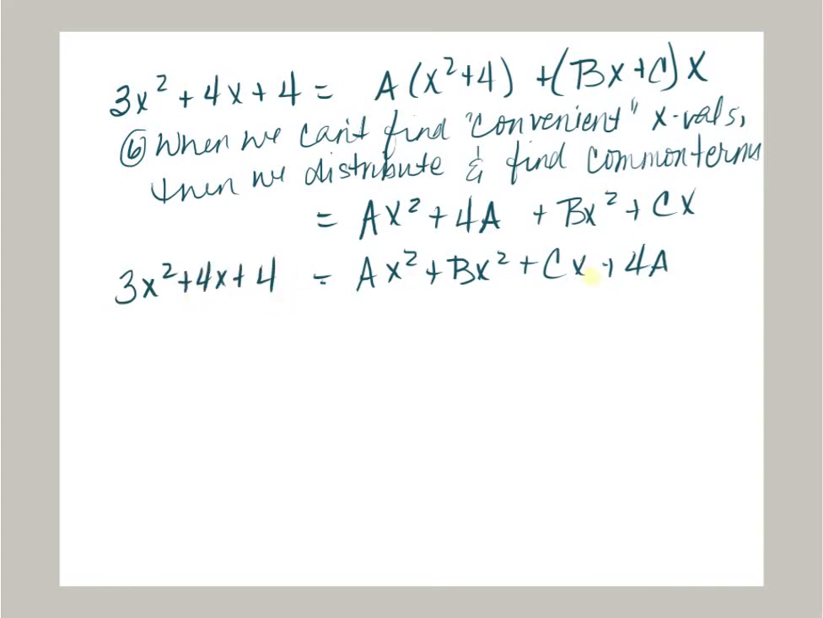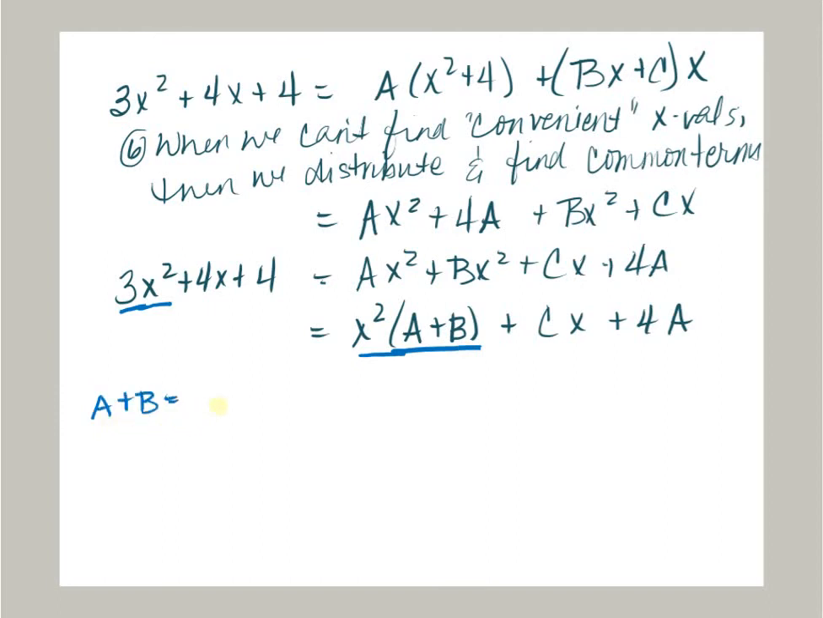Well, I can start to match some things up if I simply group. My x squared term can be pulled out of this a plus b, this a and b terms here. Then we've got cx, and we've got 4a. So let's talk about what that does. This actually makes something really interesting happen. a plus b has got to be our x squared coefficient, which happens to be 3 over here. So this tells me that a and b together are 3.